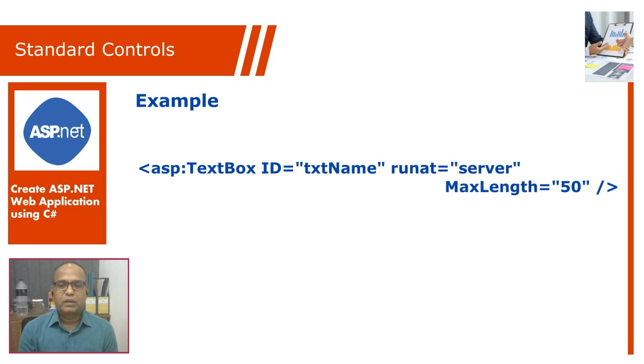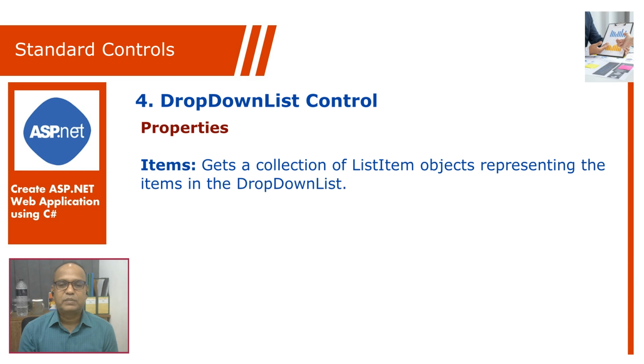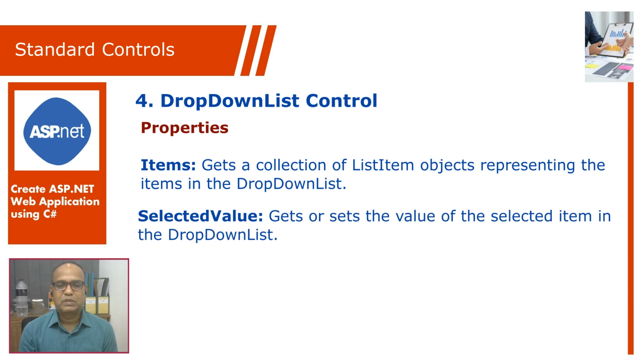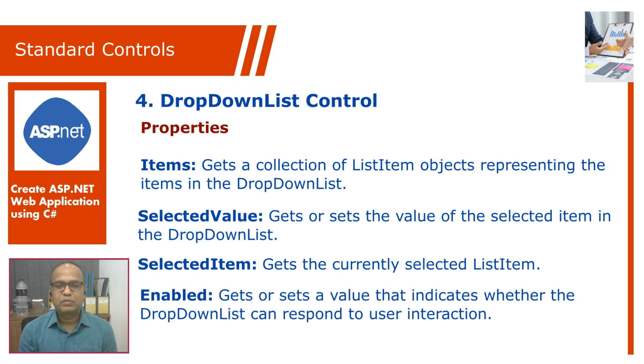Example. Number 4. Drop-down list control. Drop-down list control presents a list of options for selection. Properties. Items gets a collection of list item objects representing the items in the drop-down list. Selected value gets or sets the value of the selected item in the drop-down list. Selected item gets the currently selected item. Enabled gets or sets a value that indicates whether the drop-down list can respond to user interaction.